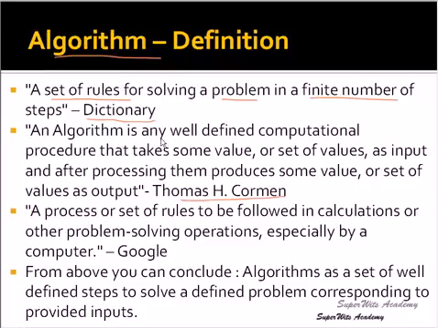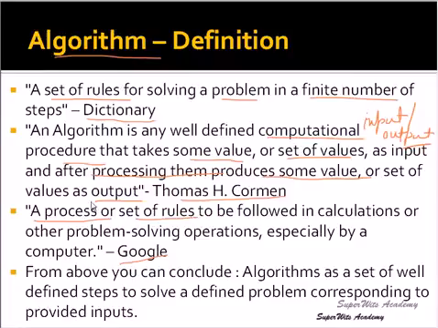So it says an algorithm is any well-defined computational procedure that takes some value or set of values as input, processes them, and produces some value or set of values as output. So it says input is there as well as output, right? Next, I picked it from Google. So Google says a process or set of rules. Now, a procedure is basically a process, and a set of rules, both are included here. A process or set of rules to be followed in calculations or other problem-solving operations, especially by a computer, right?